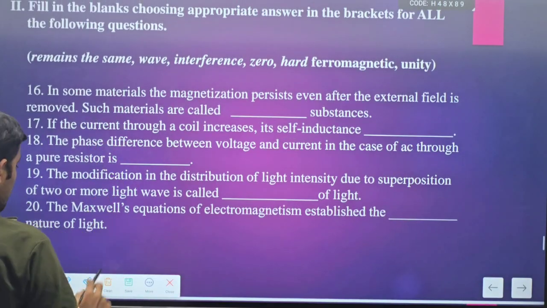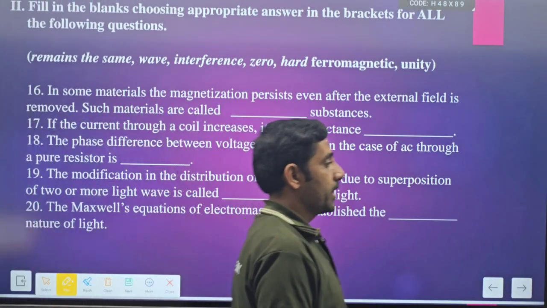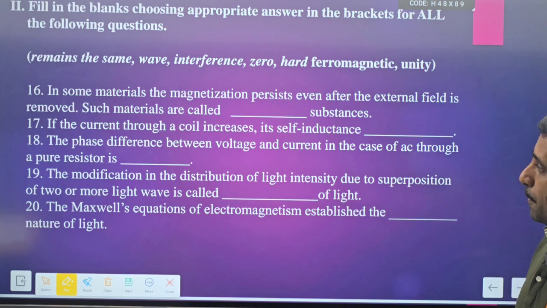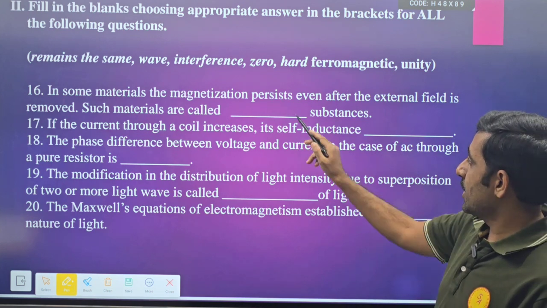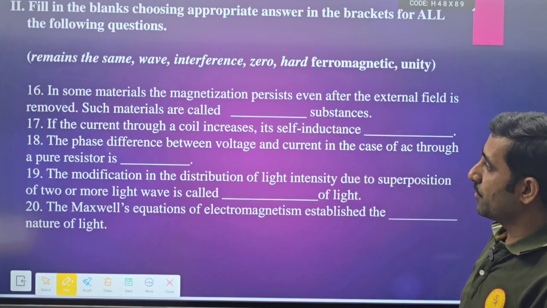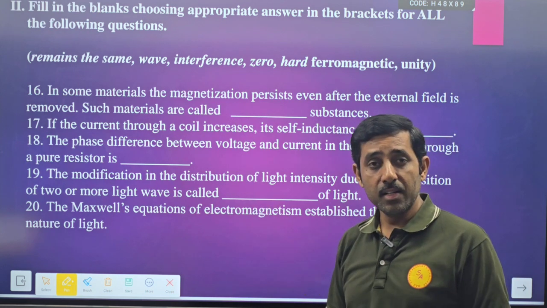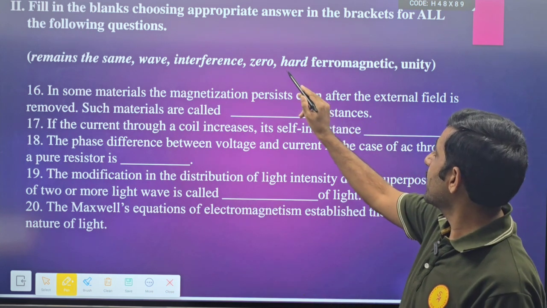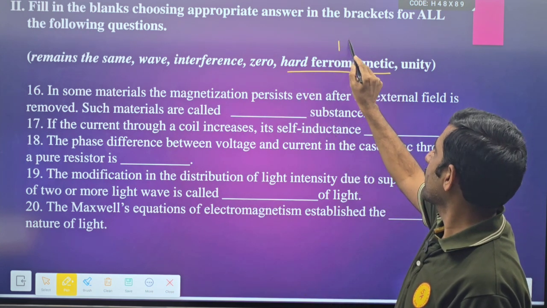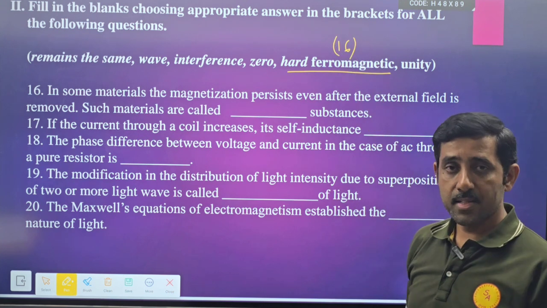Fill in the blanks which you can answer directly. The first one, in some materials, the magnetization persists even after the external field is removed. Such materials are called hard ferromagnetic materials. Hard ferromagnetic materials. This is the right answer.